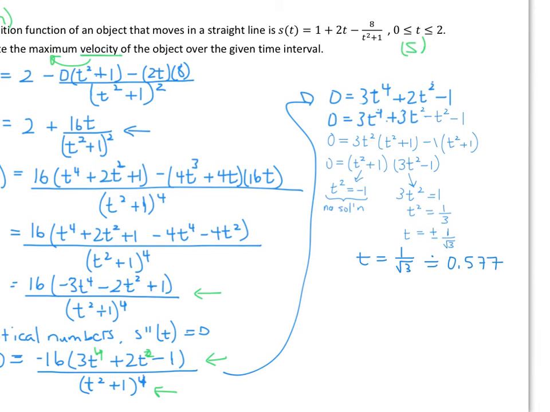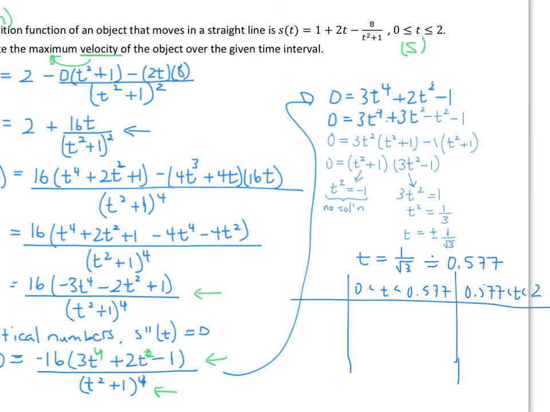So now I want to double check to make sure that is a maximum at that point and not a minimum. So I'll set up my interval table. I'm going to go from 0 less than t less than 0.577, and then t being between 0.577 and 2. I'm going to make sure that I stop at that 2 value because that was our set interval here. We're just going to show that that is an actual maximum that happens there.